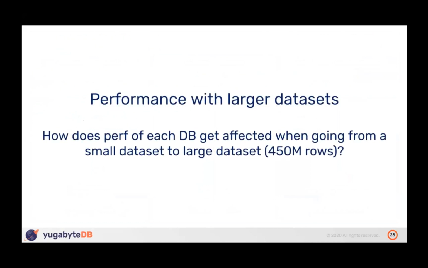So the next question that we logically wanted to ask was, how does the performance of each of these databases change? Now we have the numbers in the 1 to 10 million rows range, and we have numbers in the 450 million rows range. An interesting question is to compare each database with itself. How does the performance of Yugabyte or Cockroach get affected when you go from a small data set to a large data set? A large data set like 450 million rows is closer to being representative of what you'd probably see in the real world.